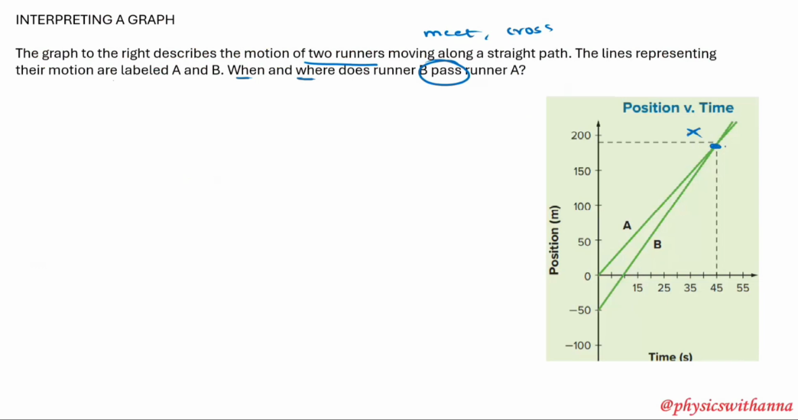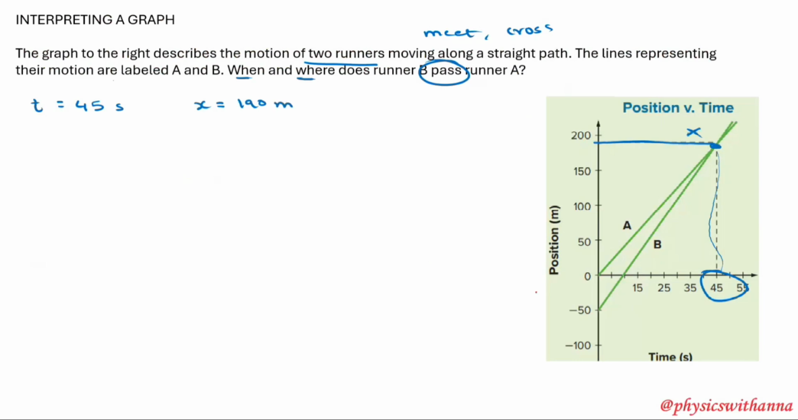So look at the point where the lines cross each other and go to the time value there. The time here is 45 seconds. So when means time. So at t equals 45 seconds, they will meet each other. And at which position? You can approximate the position. Since it is so close to 200, we can take it around 190 meter.